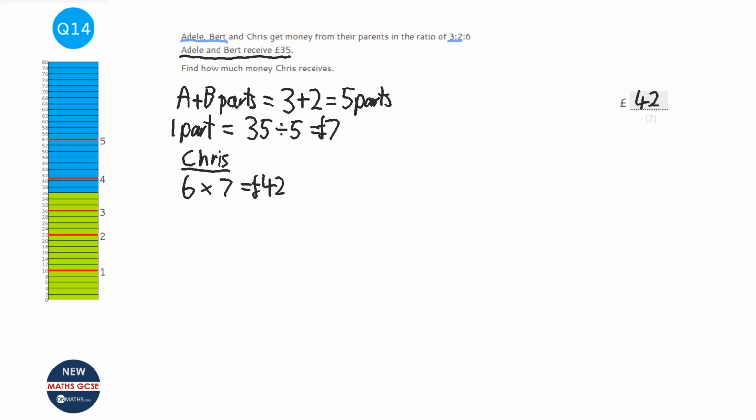And it's really easy to make mistakes with ratios questions by not reading the question, so just make sure you double check that you understand what the question's asking.